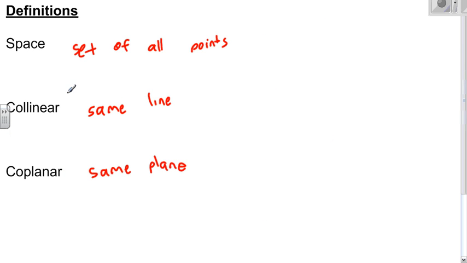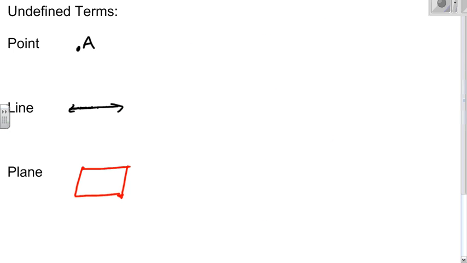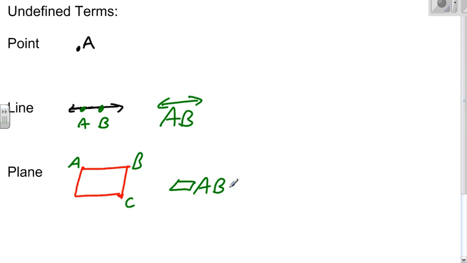If we go back to the beginning here, you can name a line by 2 points that are on it. But if you're naming that line, you write those 2 letters, those 2 points, with a line above it. If you're naming a plane, you have to use at least 3 points, do a little symbol for plane, and then write those 3 points. They don't need to be corner points of the plane, they could be inside like that.